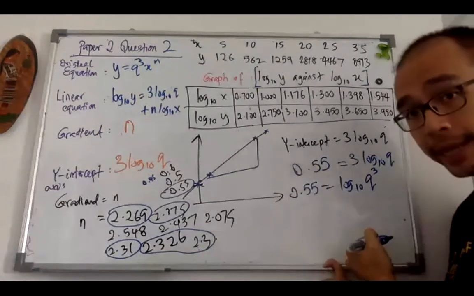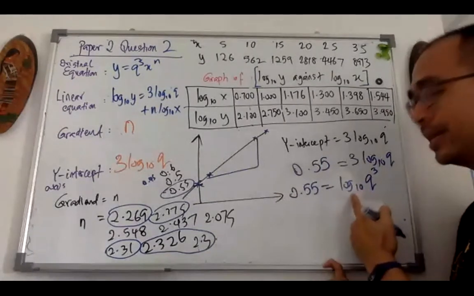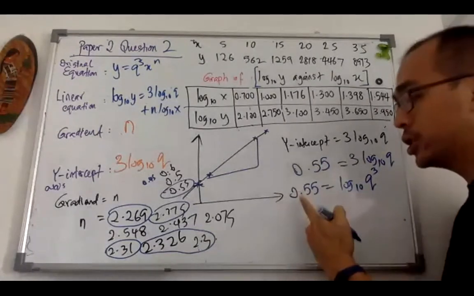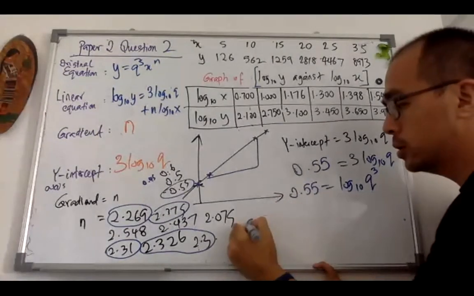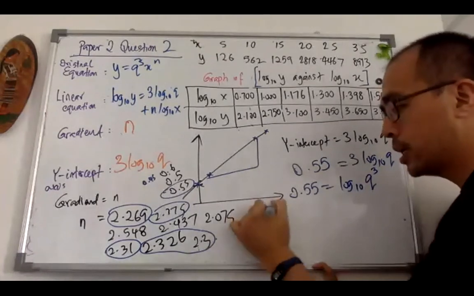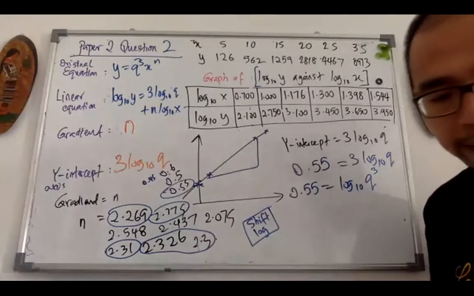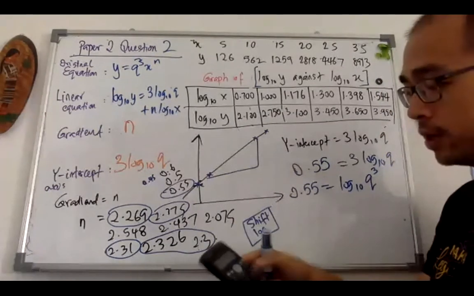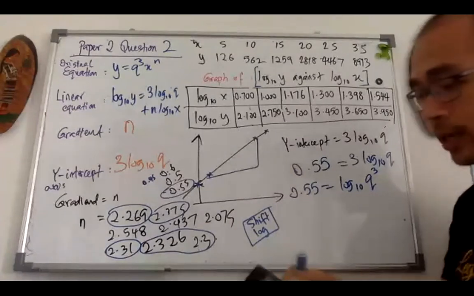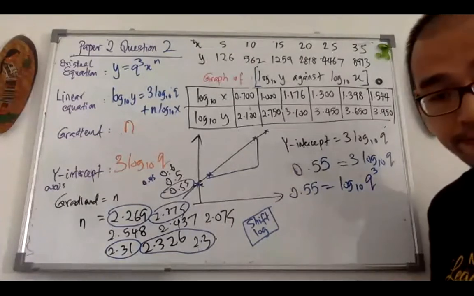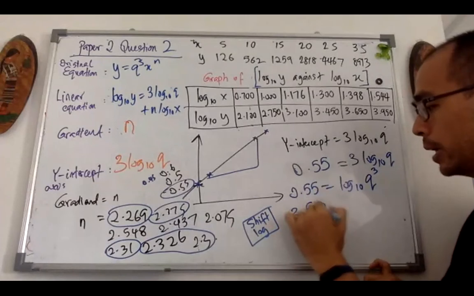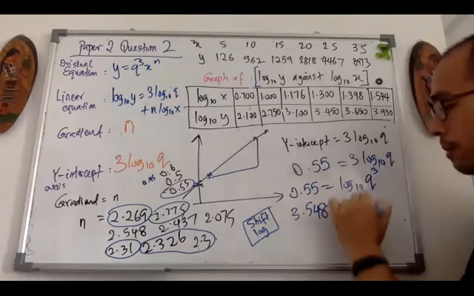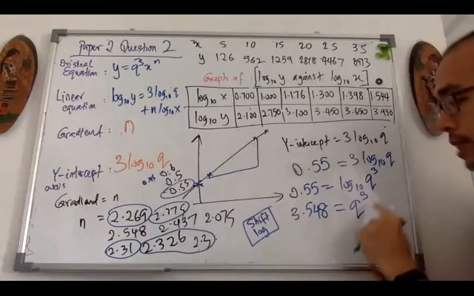Okay, and then after that, I need to hilangkan this log. So I shift log 0.55. Okay, so ini saya tulis di sini, but you don't have to write this lah. Shift log 0.55, you'll get 3.548. That's my answer. So 3.548 equals to q to the power of 3. Saya mau Q saja.